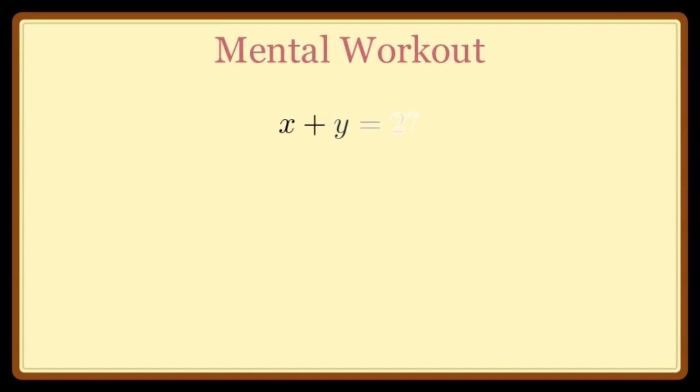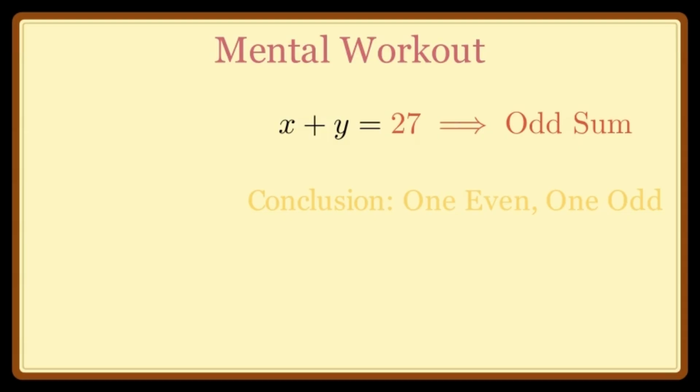Now it is time for you to put these actual proofs into practice. Let us do a quick mental workout. Suppose you are looking at the equation x plus y equals 27. Can both x and y be even numbers? Think about our addition rules. 27 is an odd number, and we know that an odd sum only comes from adding two numbers with different parities. So no, they cannot both be even. One must be even and the other must be odd.